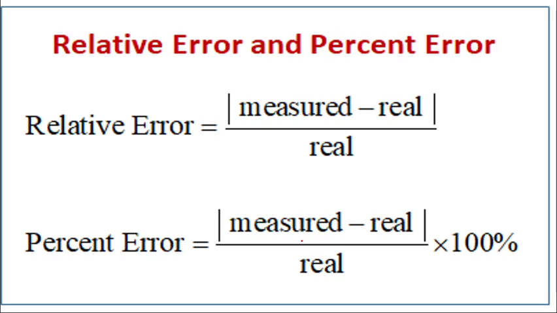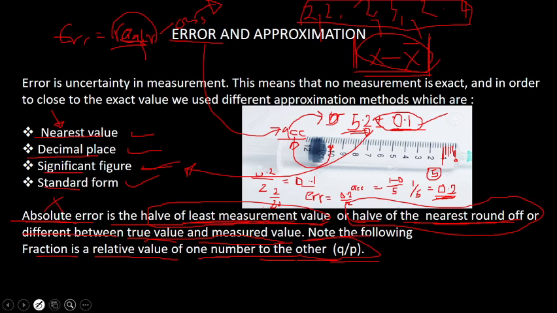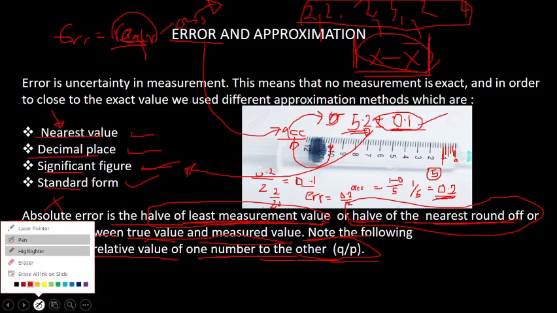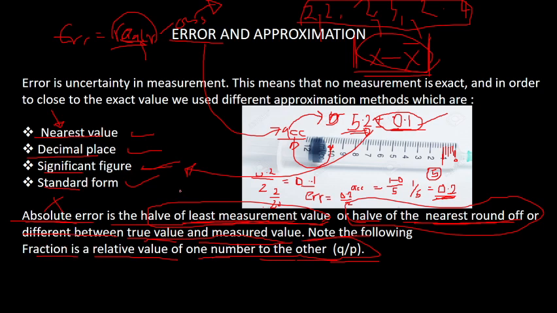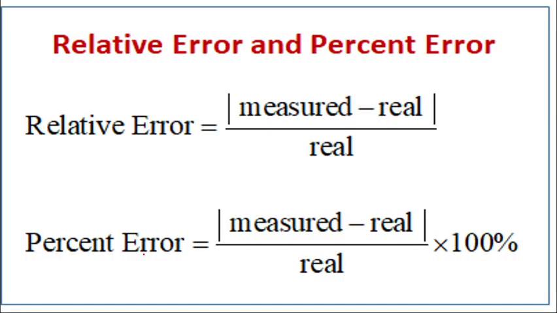Now, we have error. We have seen the definition of error. That error can come in different methods. On this slide, we identify three methods. Half of the least value of measurement, which is the what? Half of the accuracy. Half of the what? Rounded off, if you round off, as well as what? Difference between real value and measured value. Just note which one that you are given. We are going to see how to apply this.